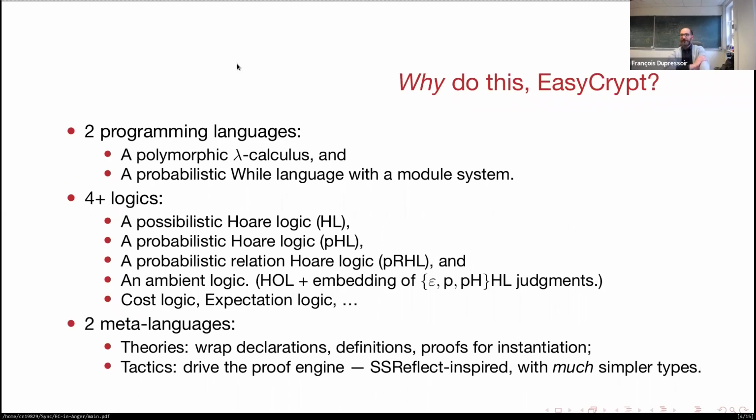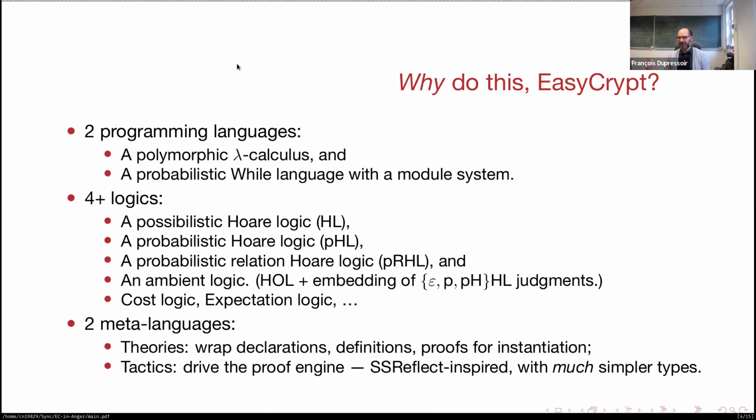And how do we do this? Well, EasyCrypt is not easy. So this is the slide where I explain exactly how much harder we make it. So in order to formalize a proof in EasyCrypt, you'll be interacting with all of these things. So you'll be interacting with 2 programming languages, a small polymorphic lambda calculus, which is used to essentially formalize mathematics and the core component, the core constructions, the core data types that you will be manipulating.